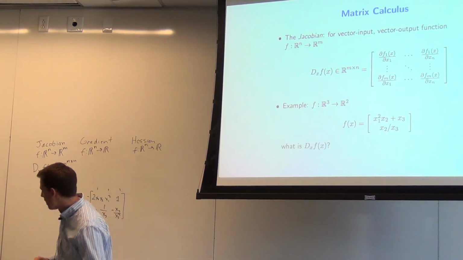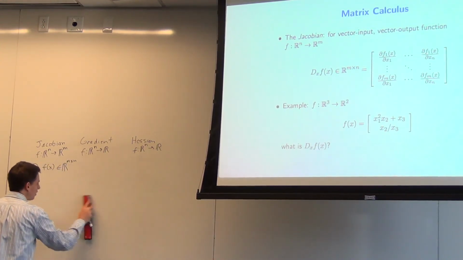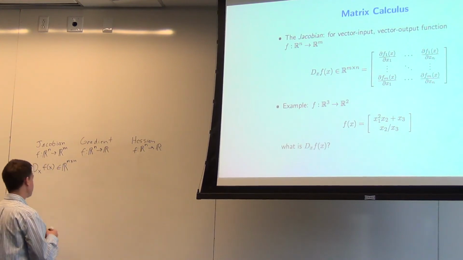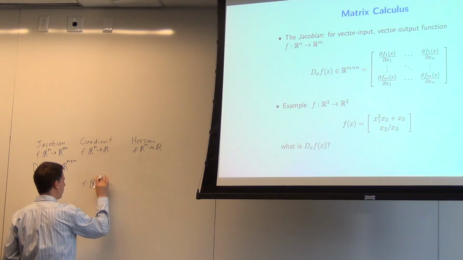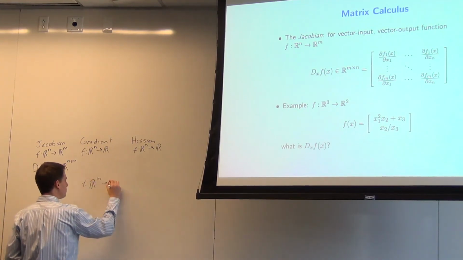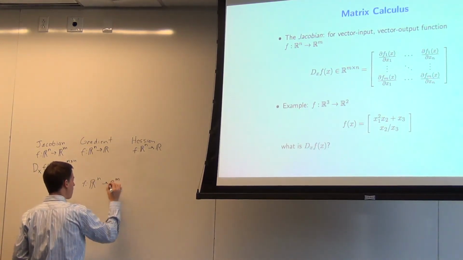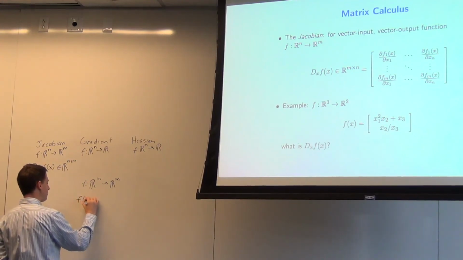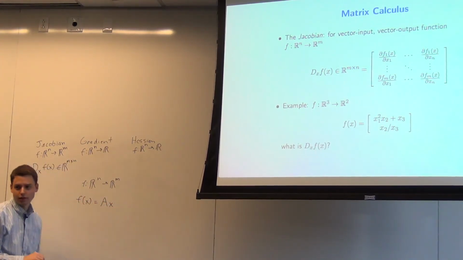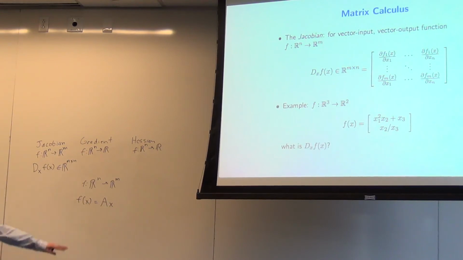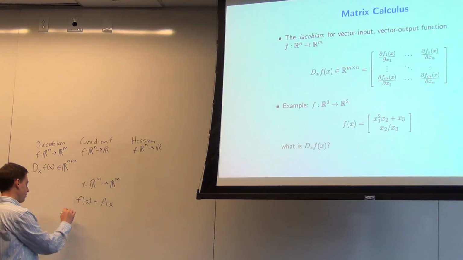So let's take a simple example. F here is a function from Rn to Rm, just defined as f of x equals Ax. Okay, A is an m by n matrix. What is the Jacobian?